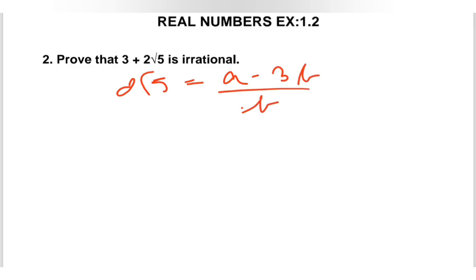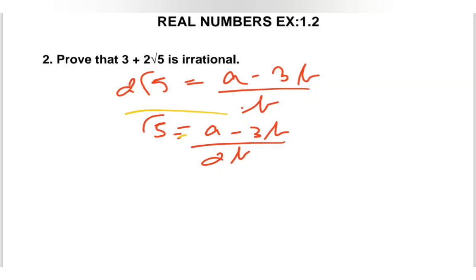Now taking to the RHS again, just leave root 5 alone in the LHS. So root 5 is equal to a minus 3b by 2b, since it is in multiplication with root 5, if it goes to the RHS it will be in division form, 2b. So we have got this. This is an important one. Now we know that root 5 is equal to a minus 3b by 2b.